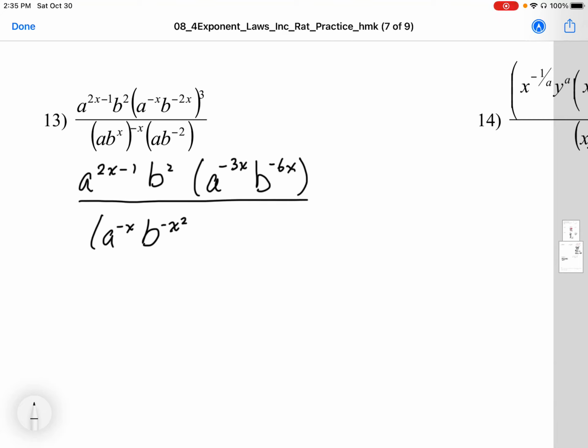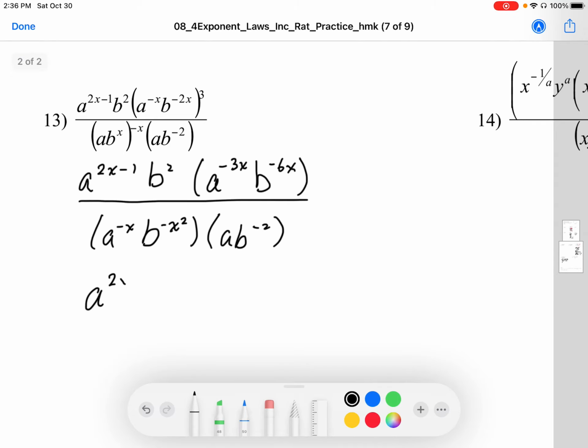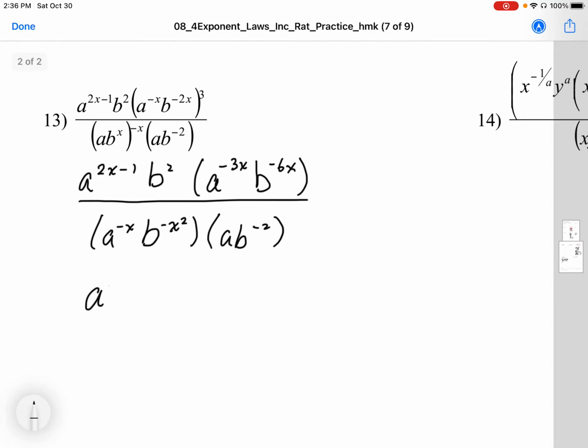This is where we're going to end up squaring it because it's x times x. So we then resolve that negative x on the outside, and then we have ab negative 2. So I'm going to combine the a's in the numerator and the b's in the numerator, and then do the same with the denominator. Then I'm going to divide the numerator and denominator with the denominator. So in the numerator, I end up with a 2x, that's going to be negative 3x plus 2x, which gives us negative x in the numerator.